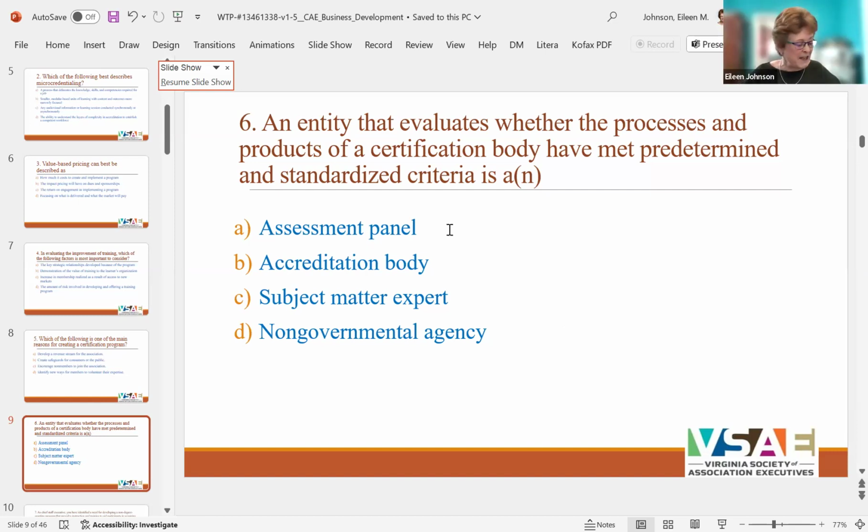So in that process of looking at it, we would kick out non-governmental agency. That's the throwaway one here. The subject matter experts, you do use subject matter experts, but that's not really specific enough. The accreditation body, I think, was a good choice, except it's not the accreditation body that's doing it, it's the assessment panel of the accreditation body. Okay, all right. Fair enough.